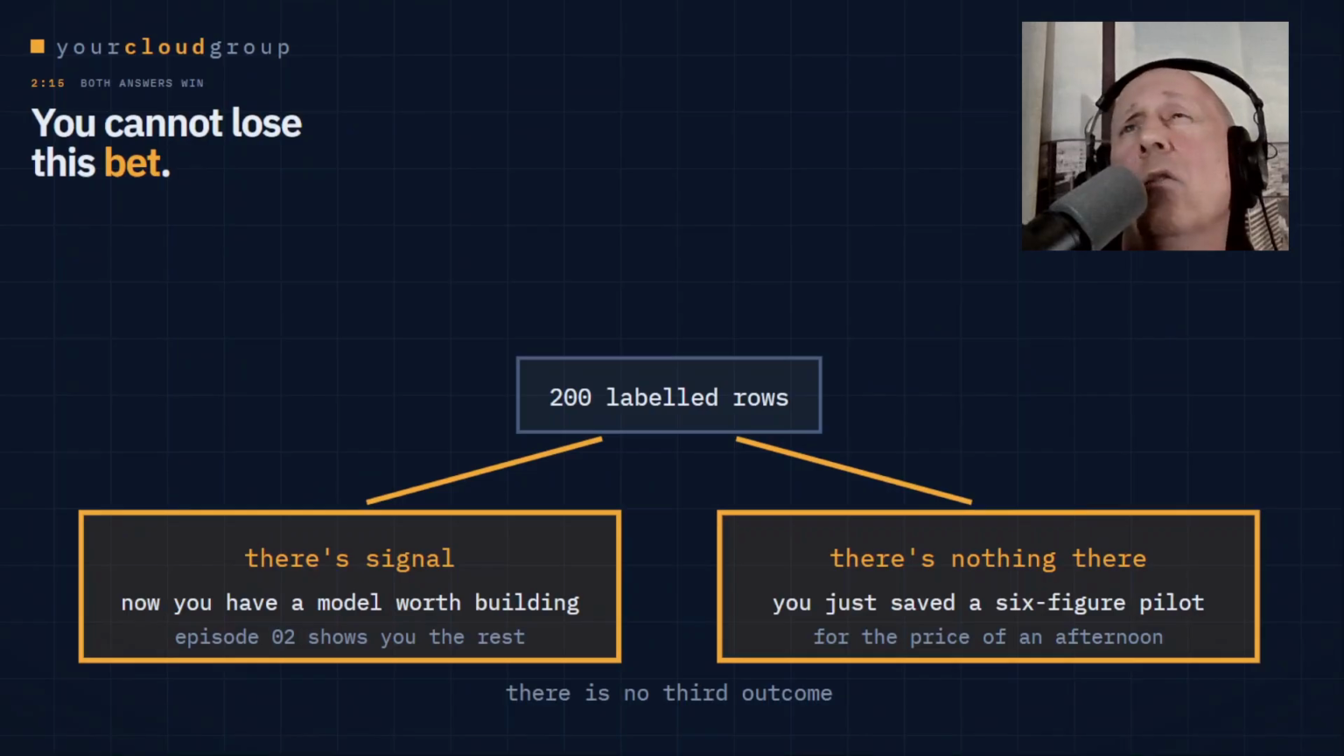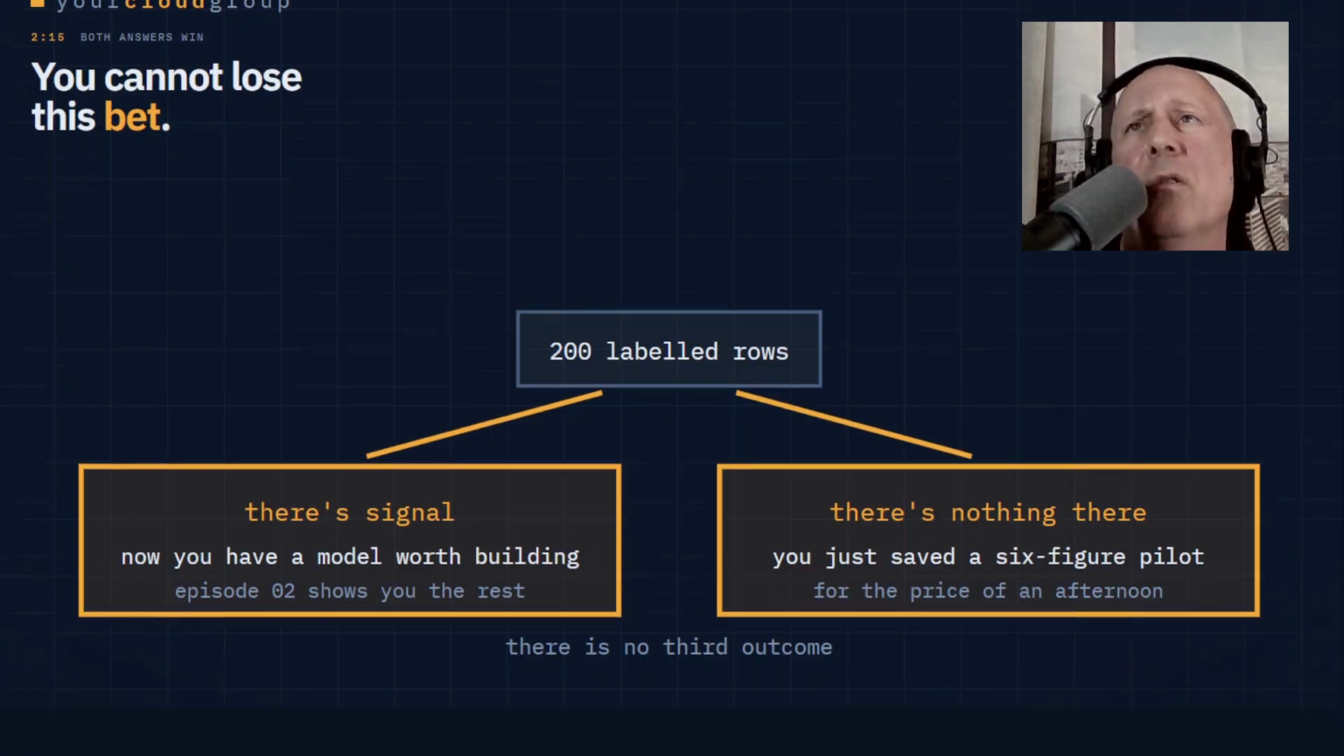And here's why you can't lose. Either there's a signal in the 200 rows, in which case you now have a model worth building, and episode 2 shows you the rest of it. Or there's nothing in there and you just saved yourself a 6-figure pilot for the price of an afternoon. There is no third outcome. You either recognize a signal or you don't.